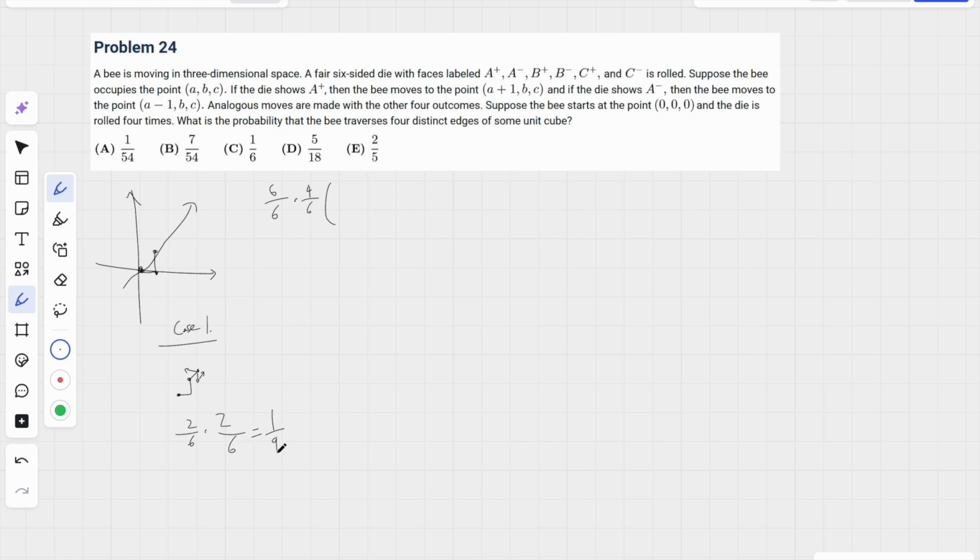So for case 1, it's a 1/9 probability. Case 2, the B stays in the same plane. And there's only one option to do that, so it's 1/6. Now from here, it has three different possibilities.